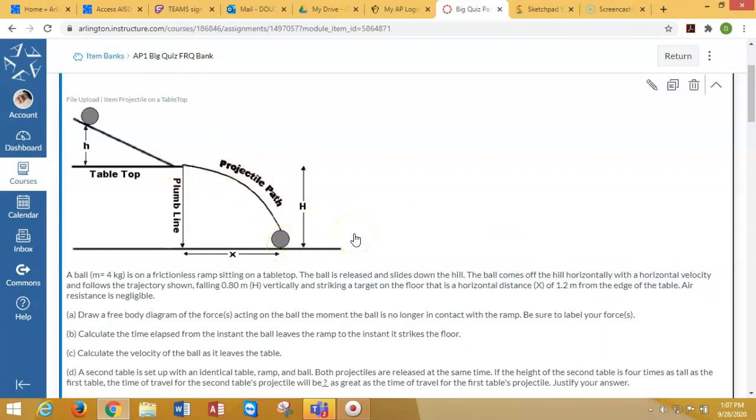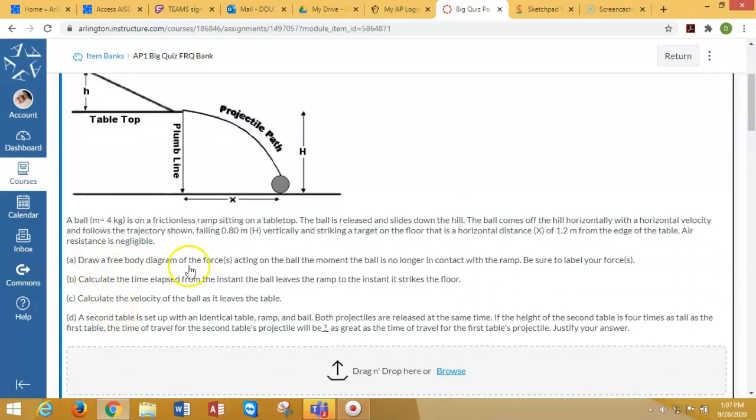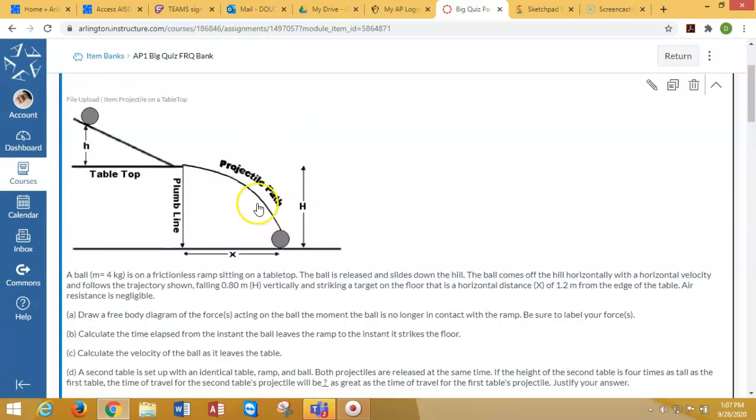This would be the same thing as if I throw a ball horizontally, like if I'm pitching. And the ball will come out of my hand in the X direction. So, first part here, it said to draw a free body diagram of the forces acting on the ball the moment the ball is no longer in contact with the ramp or the table. And so the ball has come off of the tabletop.